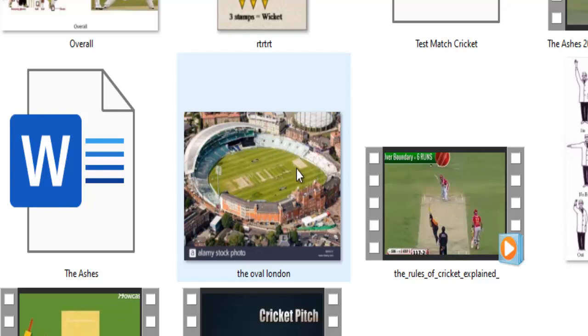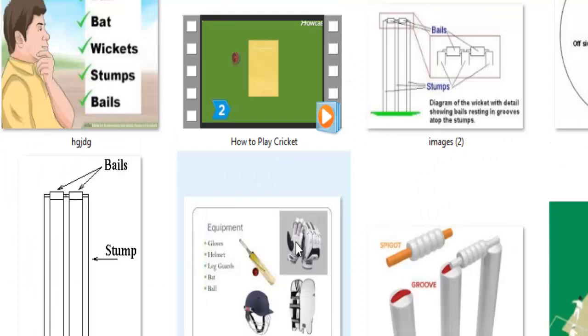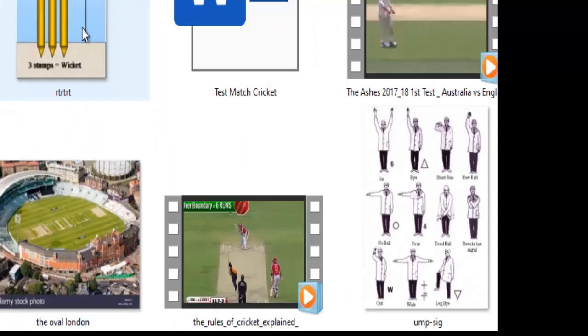Here's the Oval that's in London actually, where they play cricket. It's a famous stadium. Many people who are enthusiasts about cricket probably know it. And here you can see the wickets. You can see the stumps and the bails, the bails resting on the stumps. 3 stumps that are dug in the ground, like you've seen in the video.